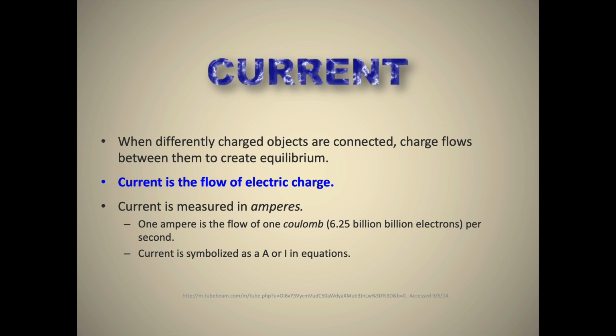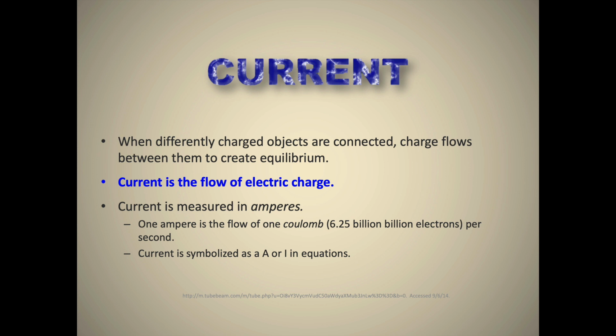But we measure current, how much charge is flowing, in amperes or amps. An amp is a flow of 1 coulomb per second. A coulomb is a measurement of charge. It's quite a lot of electrons, 6.25 billion billion electrons moving per second. 1 amp is a rather large amount. And current is symbolized as A or I. I is the more traditional way of doing it.